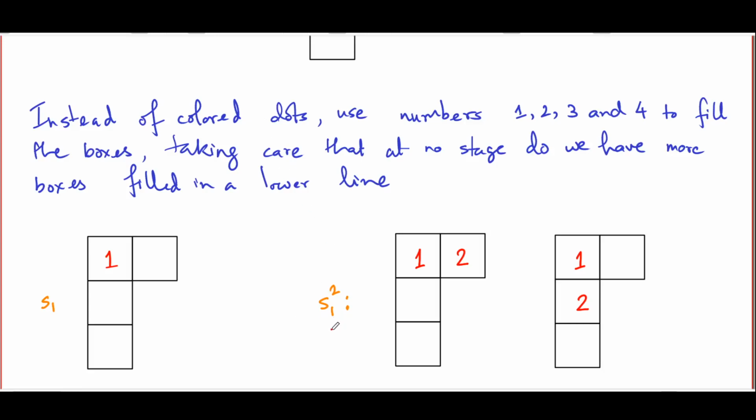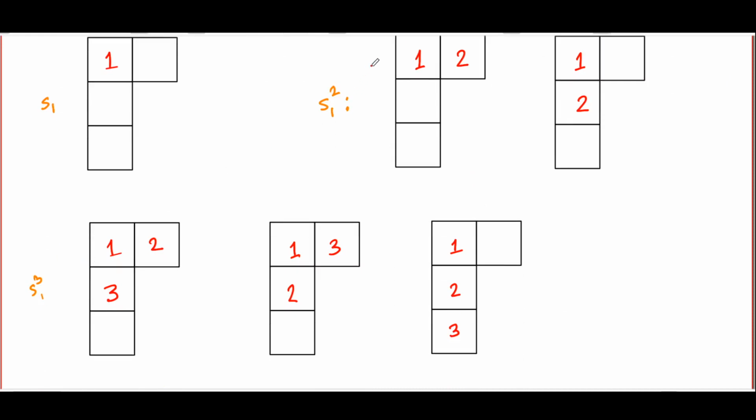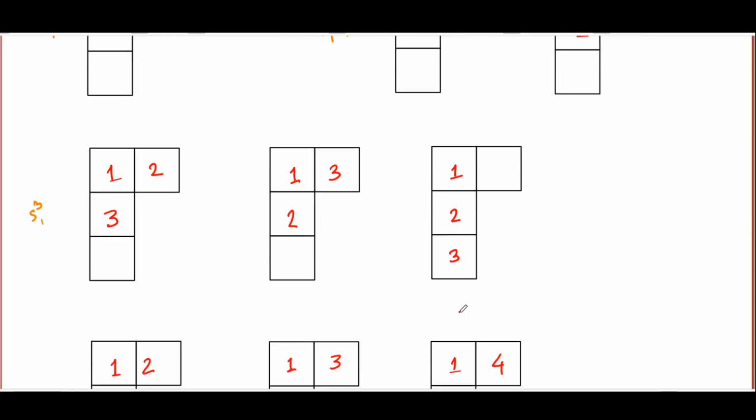What about S1 square? Now, the next dot, instead of writing it using a dot, I'm just writing it using the number 2. That can go either here or can go down below here. 3 can go in after this. From this, it can only go here. For this, on the other hand, it can go here or here. So at S1 cube level, we have three possibilities. 1, 2 and 3 here, and with 1, 2 down vertically, we have 3 here as a possibility, 3 here as a possibility. Finally, S1 to the 4, you had to add the fourth one.